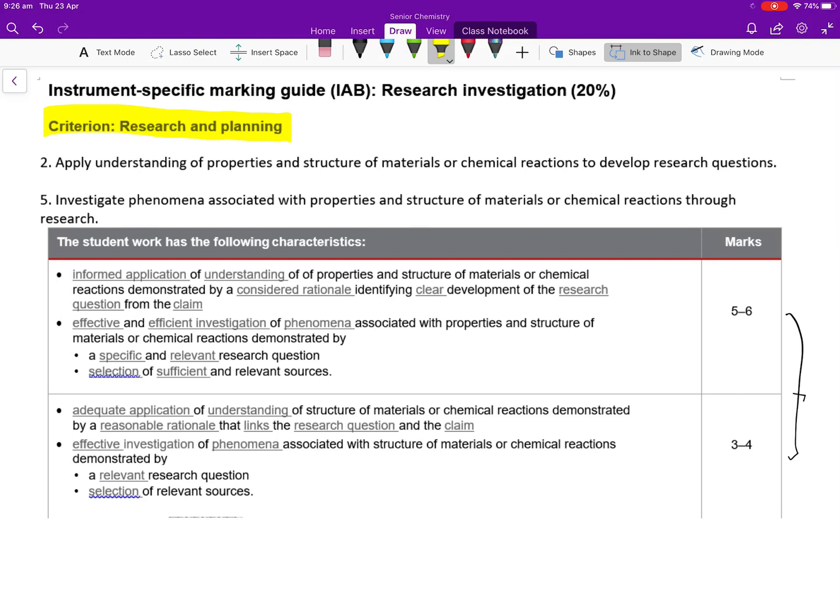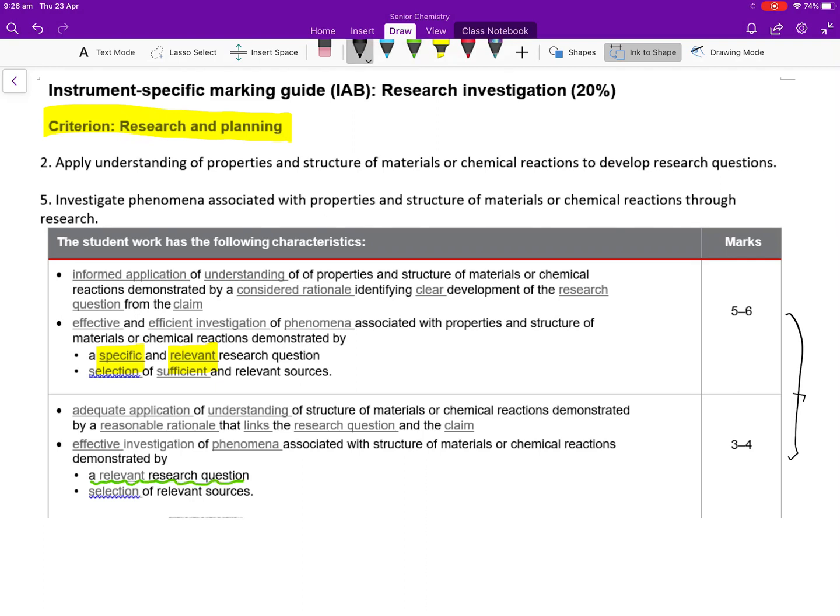Now, for us to get up in this 5 and 6 mark region for a research question, our research question needs to be specific and it needs to be relevant. If you compare that to a 3 and 4, it's just a relevant research question.